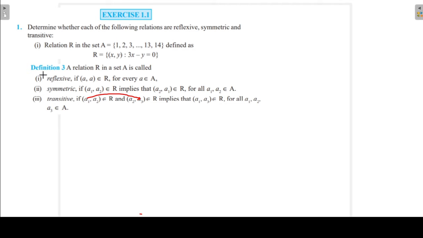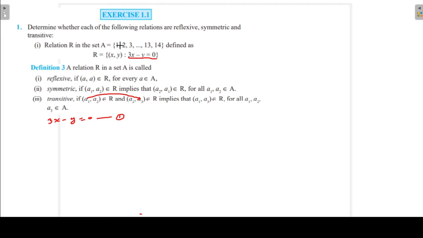Now how do we apply these three definitions in the first question? Check whether the relation is reflexive, symmetric and transitive. We take the first one, 3x minus y equal to 0, equation number 1. This is given in set builder form, and we can rewrite it in tabular form, where x and y are there.